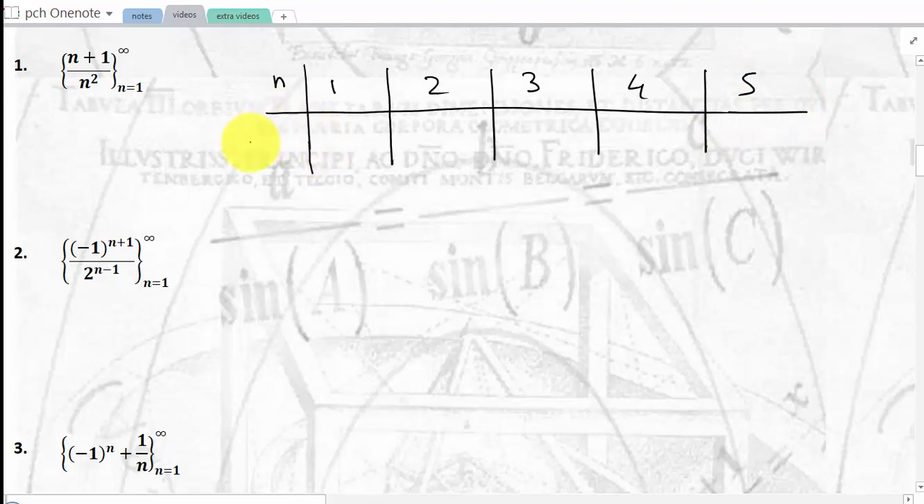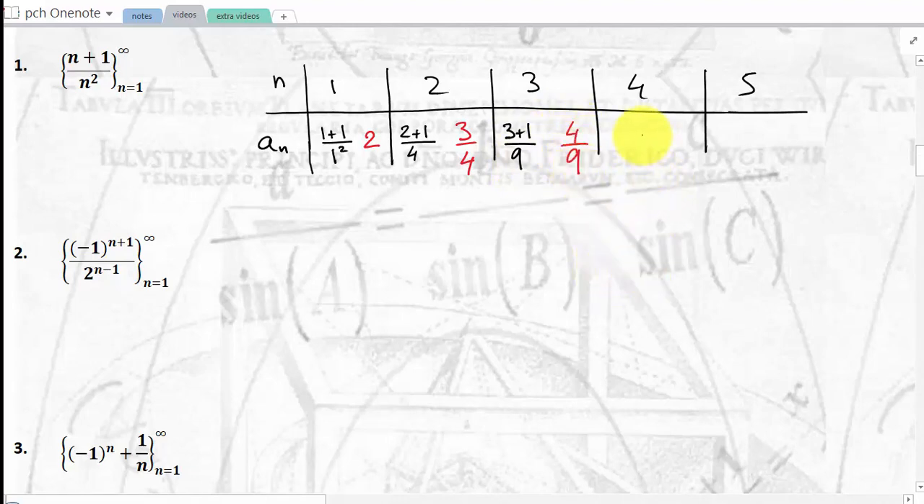So if n equals 1, what is A sub 1? It is 1 plus 1 over 1 squared. So 1 plus 1, 2 over 1, it is 2. If n equals 2, what is A sub 2? It is 2 plus 1 over 2 squared, 4. So it is 3/4. What is now the third term of the sequence? So n equals 3, 3 plus 1 over 3 squared, 9. And so the third term of the sequence is 4 over 9.